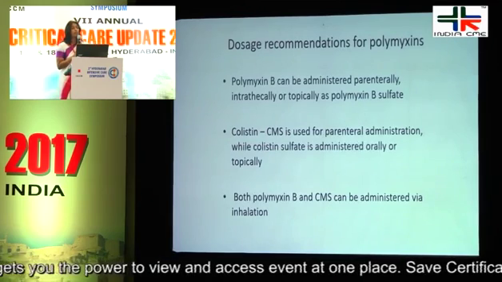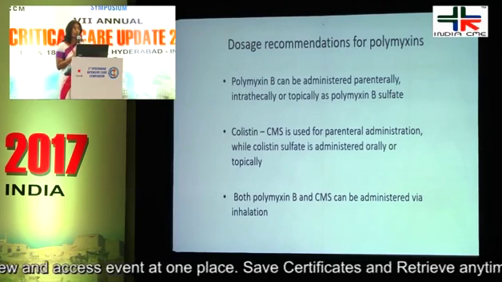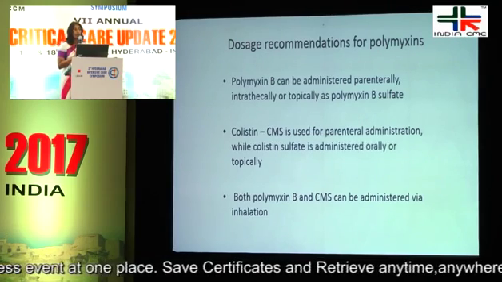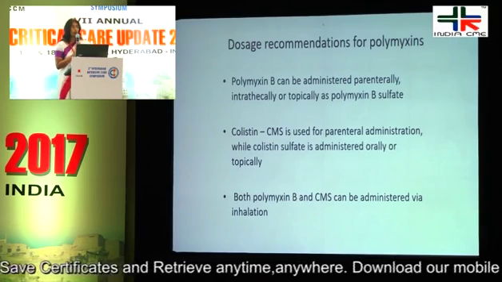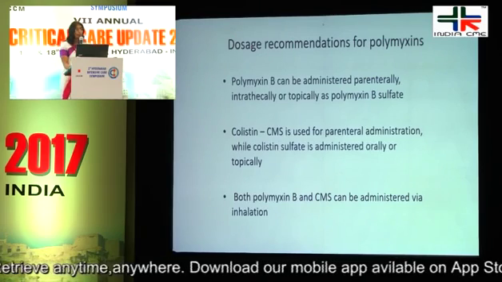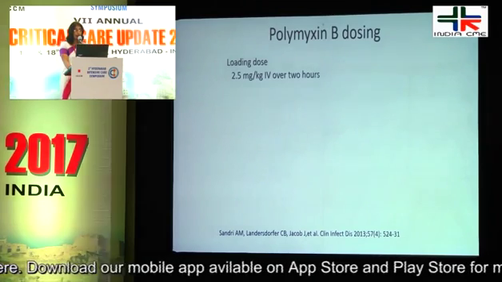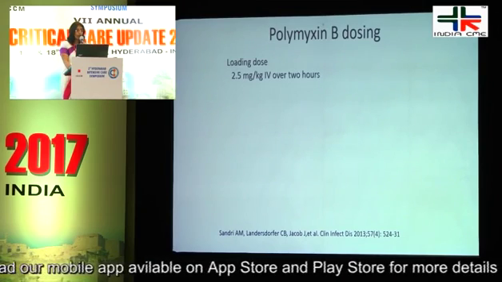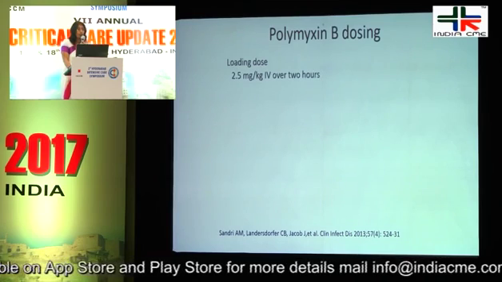Polymyxin B can be given parenterally, intrathecally or topically as polymyxin B sulfate. Colistin can be given orally as colistin sulfate, or CMS, which is colistimethate sodium, is available for IV. Both these drugs are available via the inhalational route. First, let us see polymyxin B dosing. All these dosings have been taken from Clinical Infectious Diseases and are also recommended by Sanford 2016.